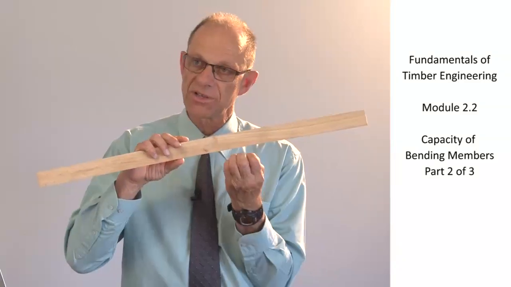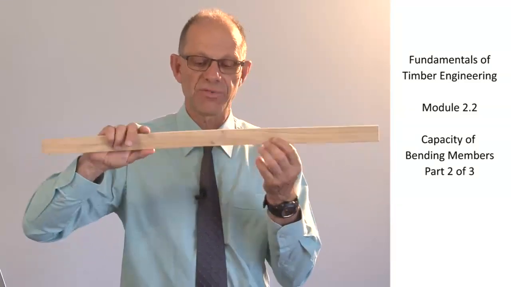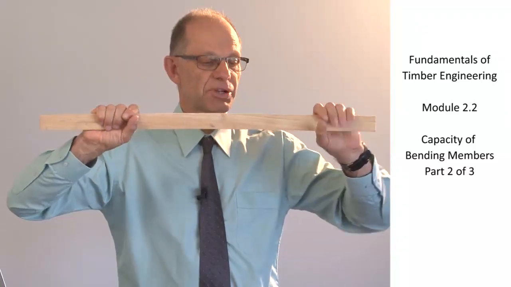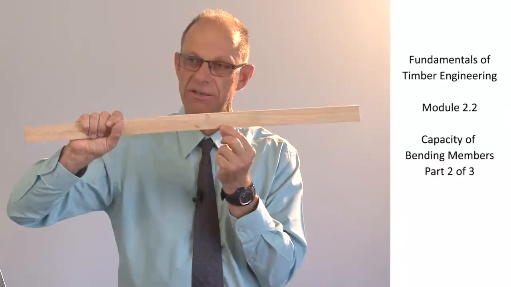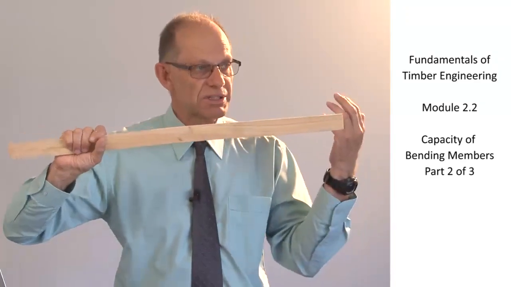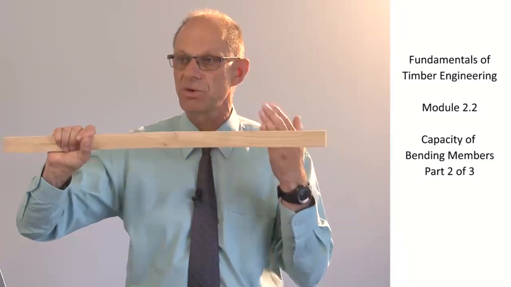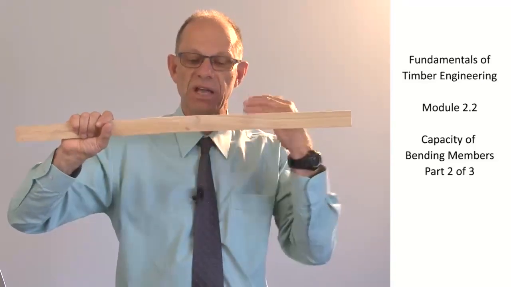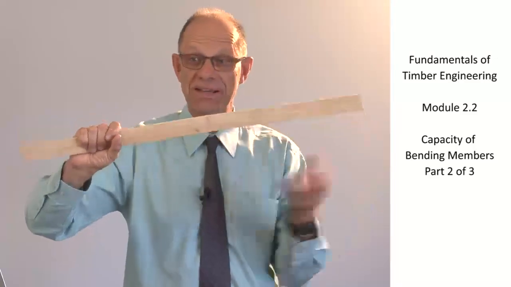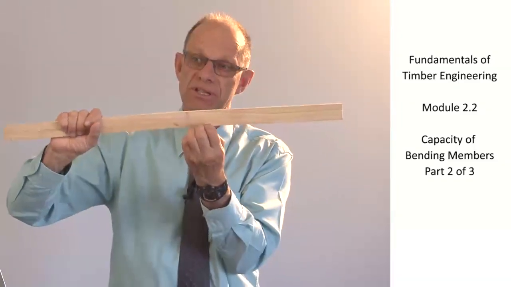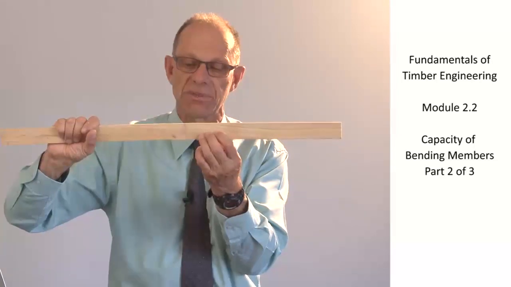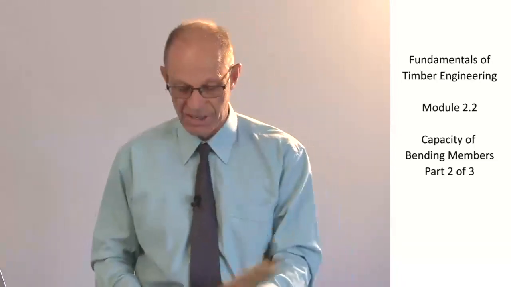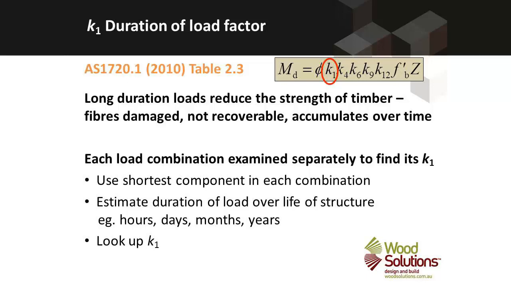Some of those fibres are going to be a little bit weaker. And over a period of time, as the load is applied, some of those may start to fail. So that as a load has been applied for 50 years or more, we may see some of the fibres have actually failed. And while we can't actually see it with our naked eyes, with a microscope, we would pick up that there's been some microscopic damage to the timber and it has less strength. This is modelled using the K1 factor. And using the K1 factor is as simple as looking up a table.